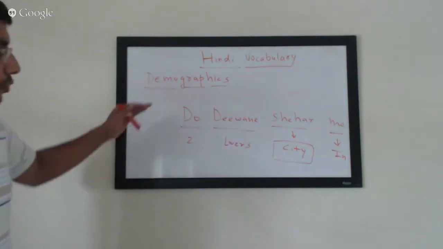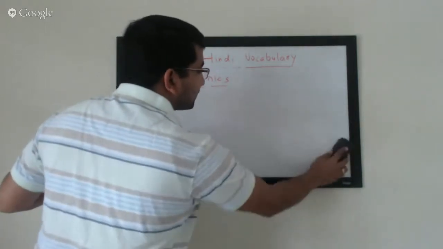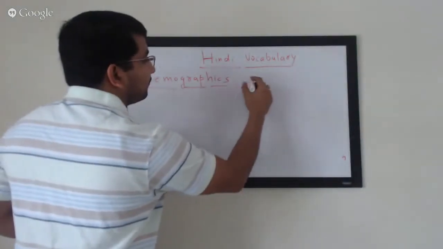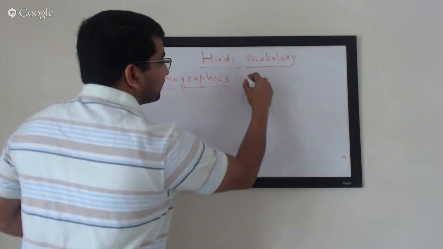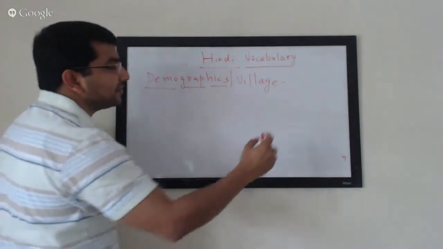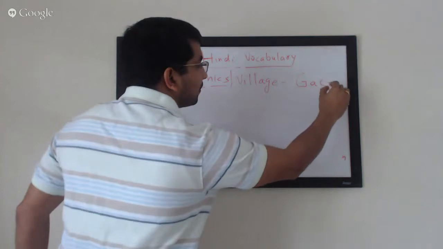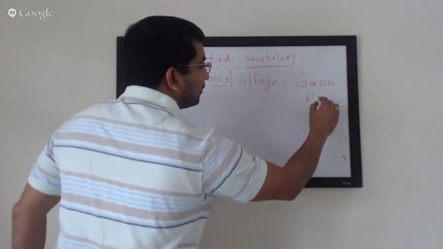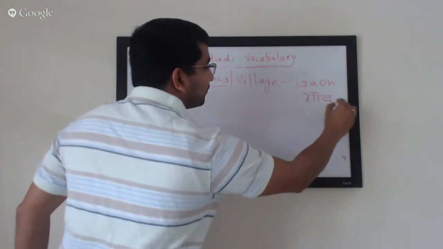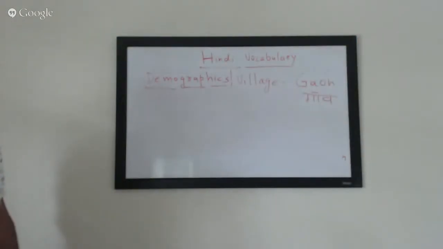Right? So let's go over what is the smallest unit when we are learning the demographics. The first one I'm going to cover is village basically. And village in Hindi we say gaon, gaon. And if you are already familiar with Devanagari script, you can write it like this, gaon. That's village, gaon.